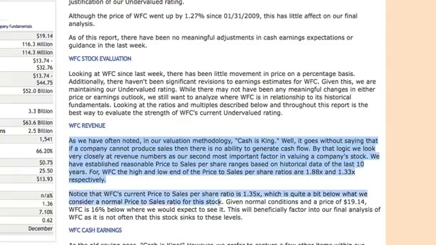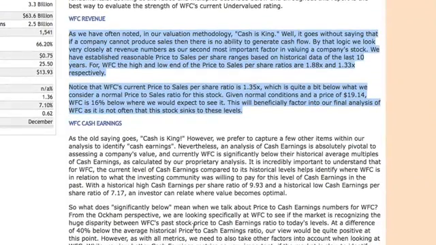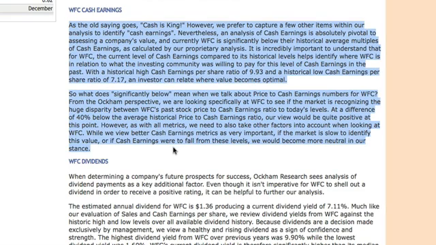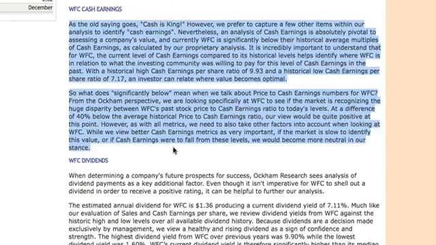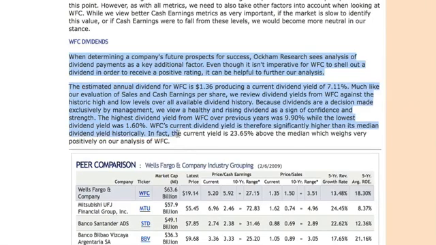Next, we move into our price to sales or price to revenue analysis to look at, within the Occam valuation framework, where this company is compared to what people have been willing to pay for it in the past. Next comes the cash earnings analysis, where again, we're looking at the company's ability to generate cash over time and how that has affected the stock price.